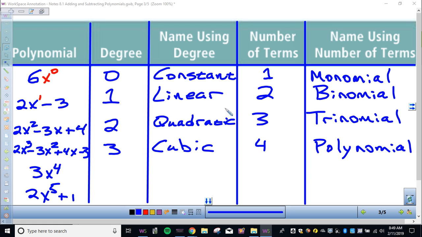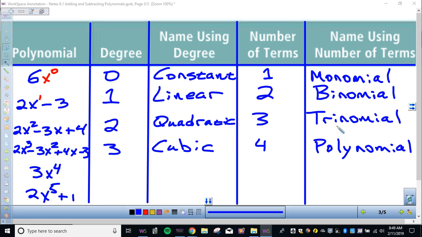Let me just go through the beginning part again since I forgot to start the recording. So no x, it's got to be x to the 0 power. So 0 is a constant, right? When it's just a number, it's a constant. One term called monomial. Again, no exponent here, so you can put the little 1 in. So degree of 1 is linear. 2 terms. Terms are separated by plus and minus with binomial. When it's squared, degree is 2. It's called quadratic. And then we have 1, 2, 3 terms. 3 terms is called trinomial.